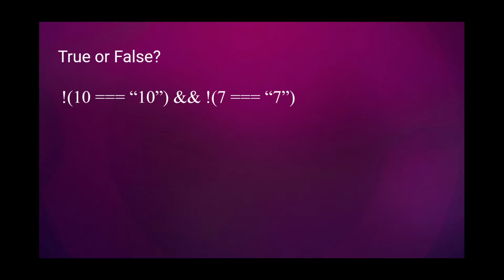Let's look at the second part. One's an integer, one's a string, but it's not false, so it's true. So you should end up with true and true. So this entire statement is true.